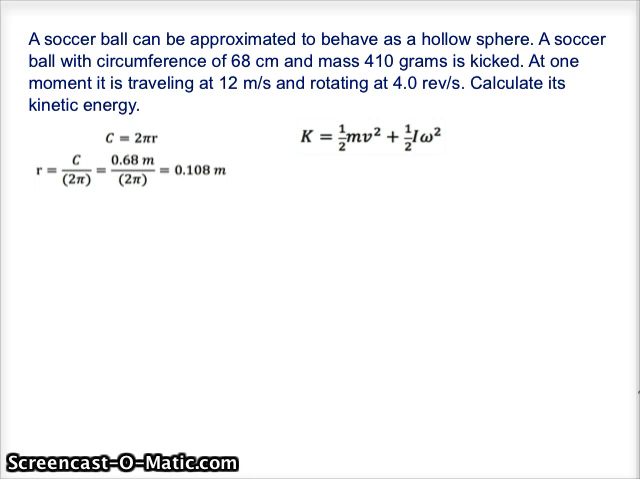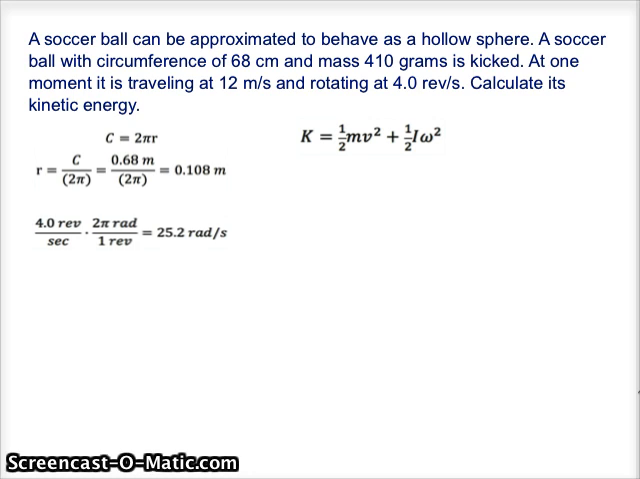All right, the soccer ball is being approximated as a hollow sphere. So the formula for that is 2/3. Oops, wait, I guess I did the rotational speed first. So first of all, the rotational speed is 4 revolutions per second. That's almost the right unit, but we do need radians, so we'll just convert that portion of it. So our omega is 25.2 radians per second.